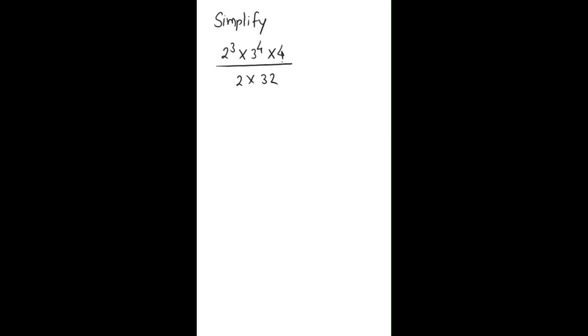Here two big numbers are here, 4 and 32. Now we will see if we can convert them into powers of 2 or powers of 3, basic numbers. So 4 can be converted as 2 power 2 and 32 can be converted as 2 power 5. Now we can write these powers of 2 in place of these numbers. So we will get 2 power 3 multiplied by 3 power 4 multiplied by 2 power 2, and here in the denominator 2 multiplied by 2 power 5.